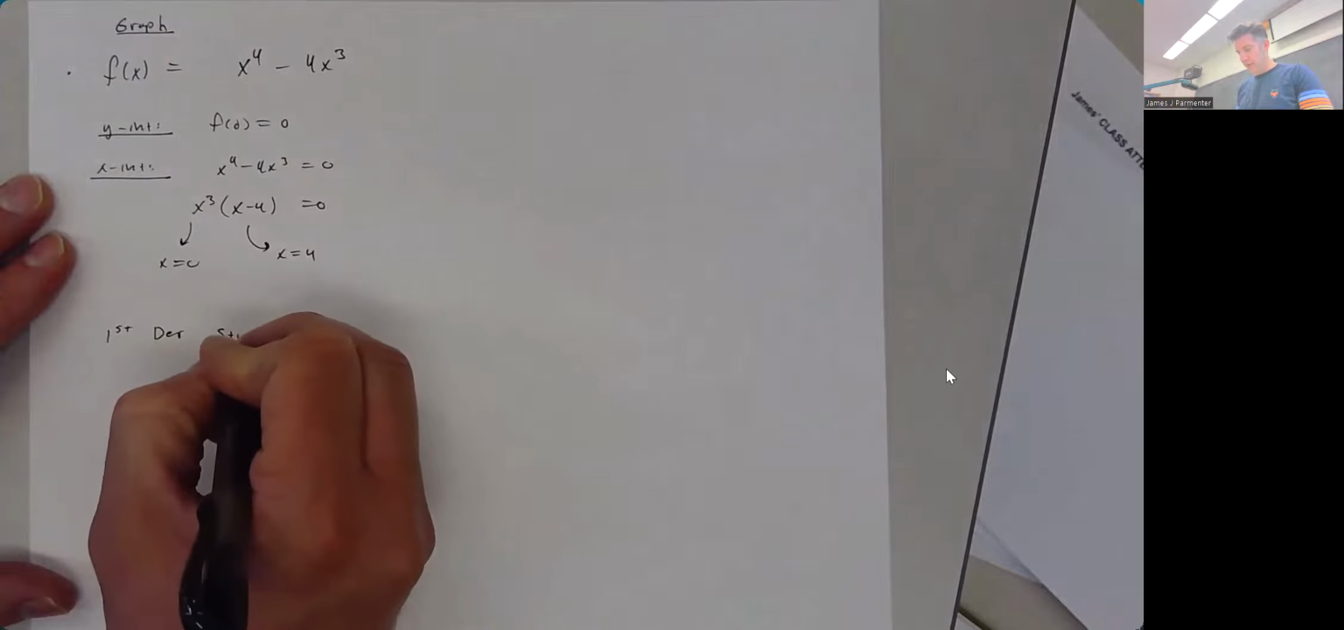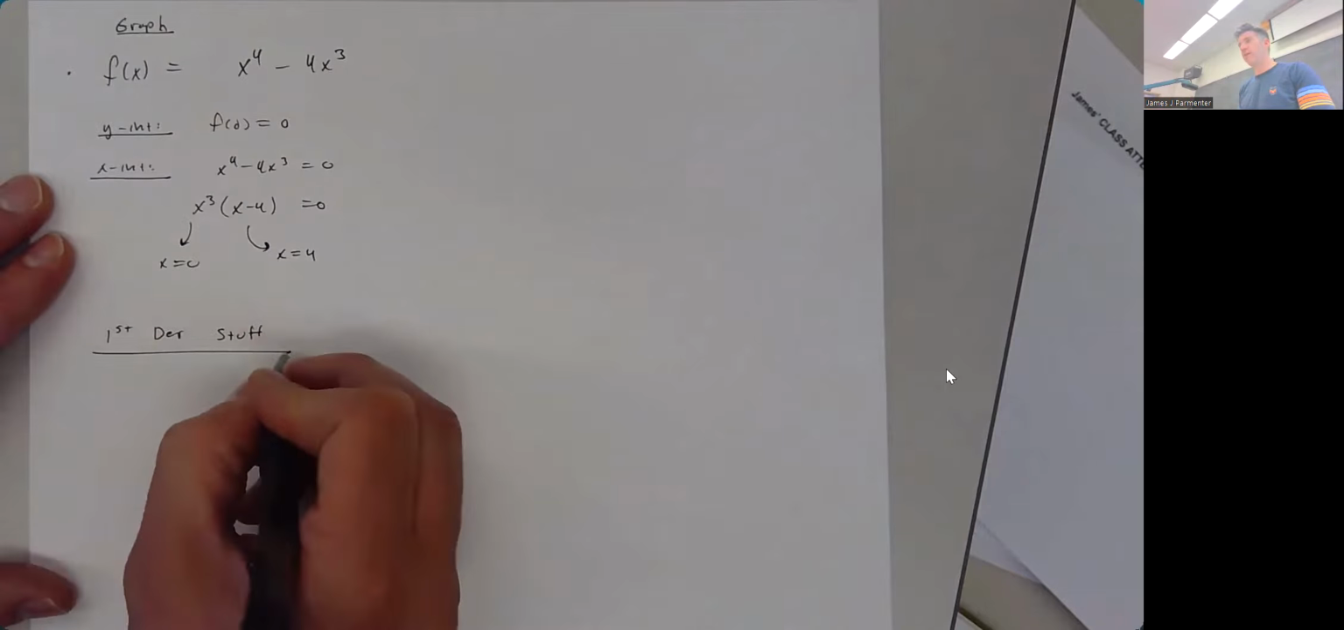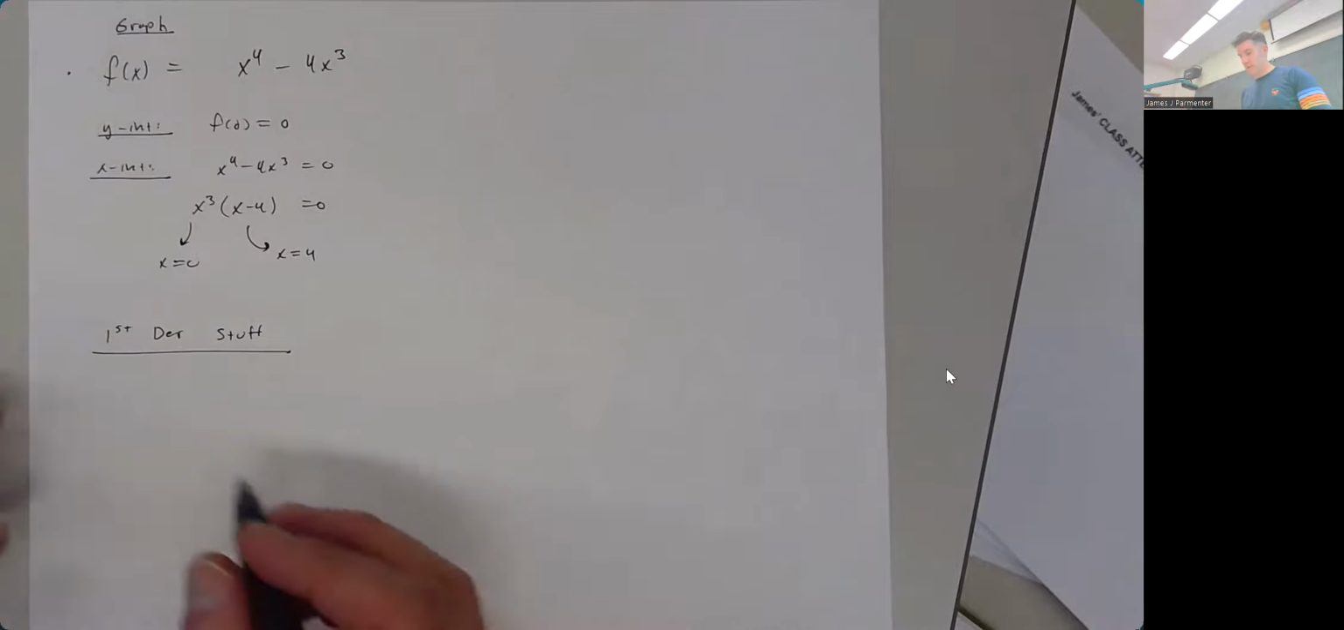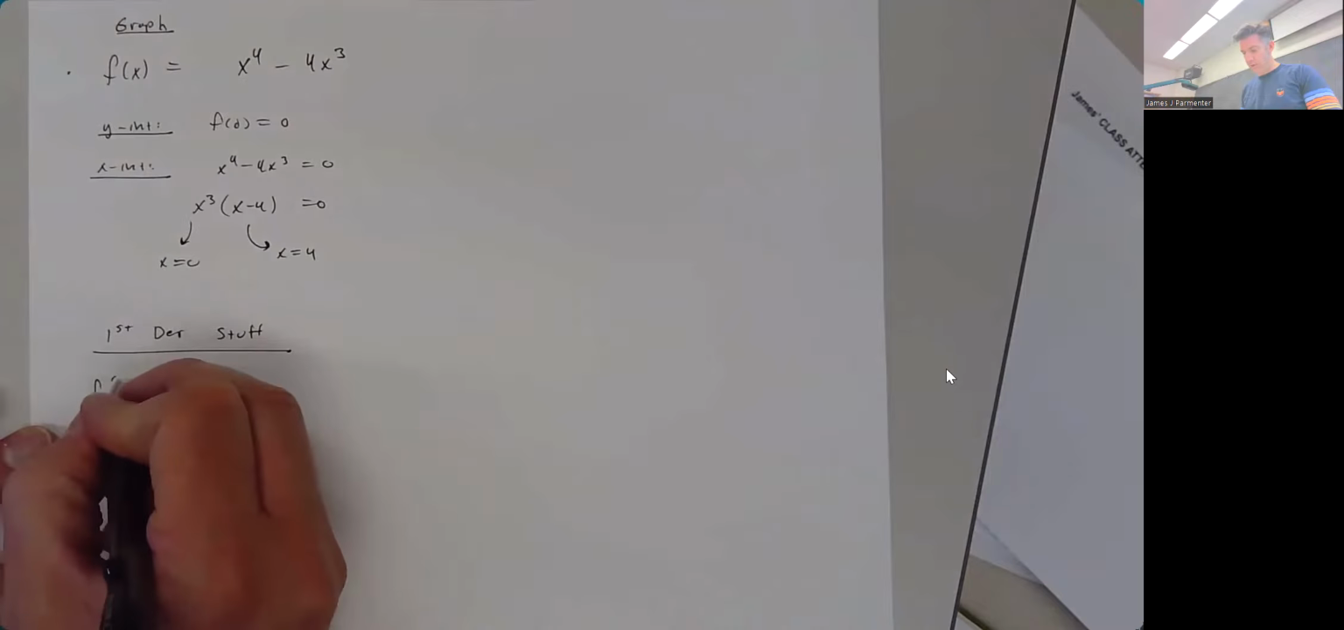I feel like there's not a better way. First, when I say we're finding where it's increasing, where it's decreasing, relative maxima, relative minima, it's easiest just to say that's all the first derivative stuff. Increasing, decreasing, maxes, mins. So let's find our critical values.